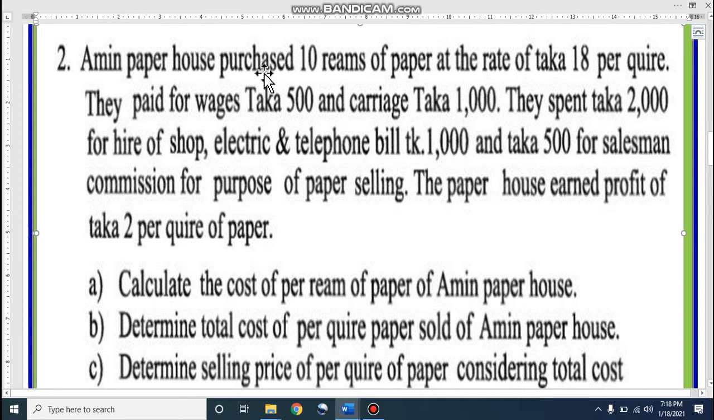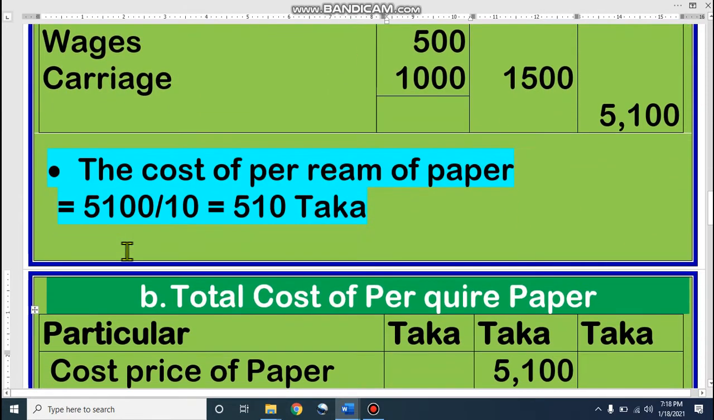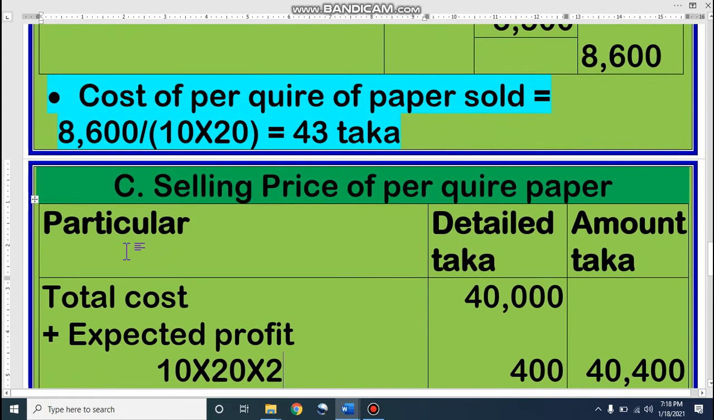Dear student, we have purchased how many ream? 10 ream. Each ream equals to how many square? It is 20 square. That means 10 ream into 20, that means 200 square we have purchased. And profit is 2 per square. That means total profit is 400. This is expected profit.